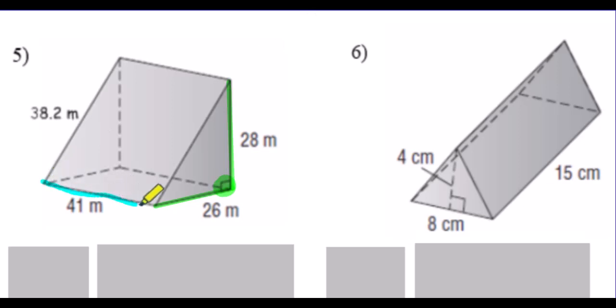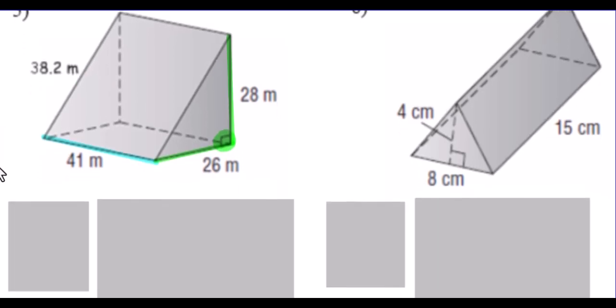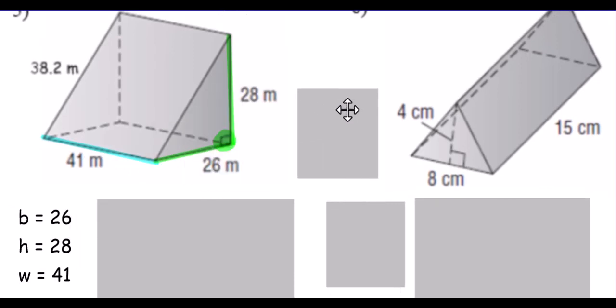So this is an example, kind of like our last one, where we notice that our base and height happen to both be sides of the triangular prism, or the base of the triangular prism. I should be a little bit more specific. So when we go to identify base, height, and width, you can see I'll reveal that here. My base I made 26, my height 28, and those are interchangeable, and then the width is 41.